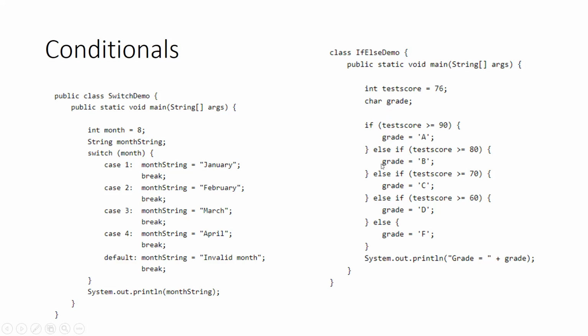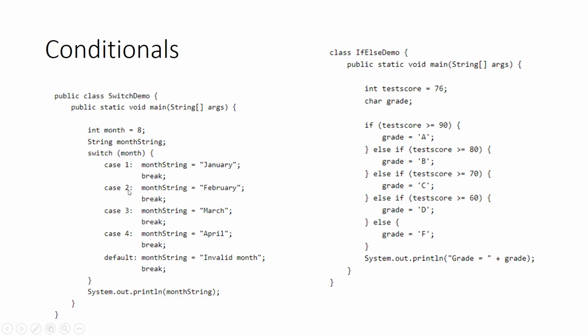Otherwise, else if some block of statements, else if some block of statements, and else by default the grade will be F, which is not good, I suppose. And then you can simply print out whatever your grade is. It also works somewhat similarly in the case of switch case statements. You can say, okay, I'm going to check the value of month.